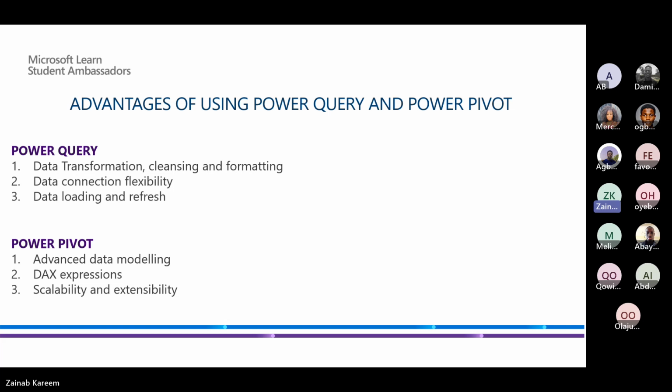So the third advantage of using Power Pivot is that it allows for scalability and extensibility. Like I said the other time, it allows for millions or even billions of rows of data, and it can handle complex business scenarios and supports the creation of robust analytical solutions. So these are some of the main things that Power Pivot can do.